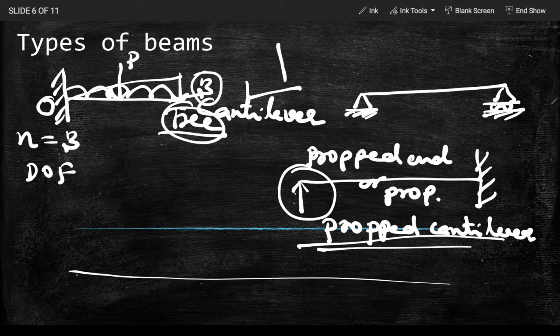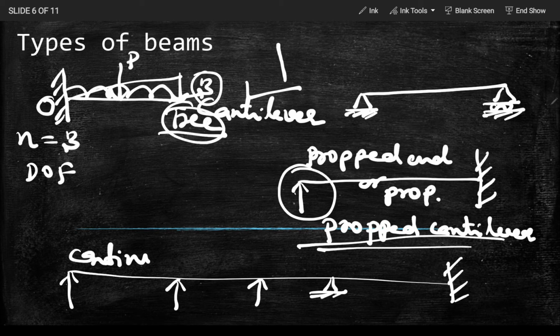We can also have the continuous beams. See, simple support, simple support, simple support, or you can have the hinge support, and one side you have the fixed support. See, different beams in the same line. So we have the fixed support here, hinge, simple supports continued. So it is known as the continuous beams.